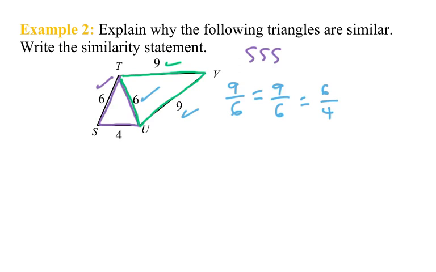Are these ratios really equal? Well, the way we would really look at this is we would reduce all the fractions. That's 3 over 2, 3 over 2, and 6 over 4 is 3 over 2. So all ratios of corresponding sides are equal. By the SSS theorem, we have similar triangles. All we have to do is write the similarity statement, getting the vertices in the same corresponding positions.